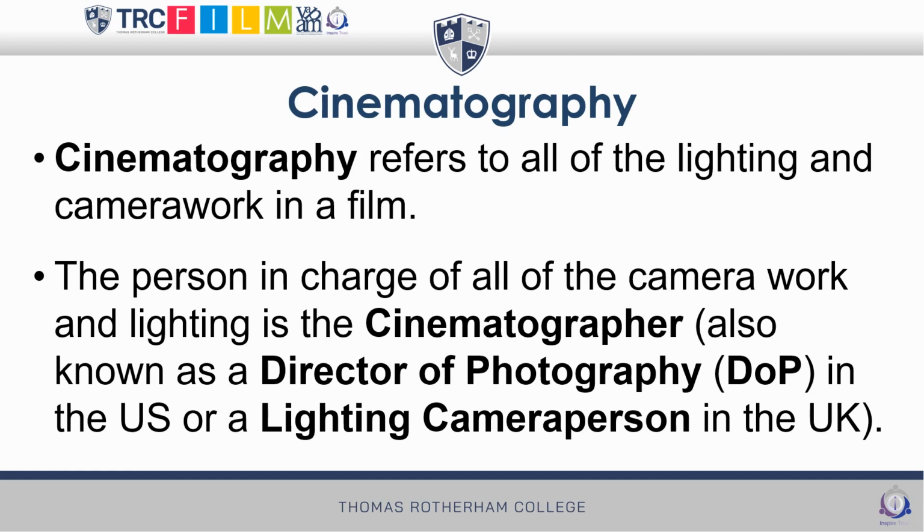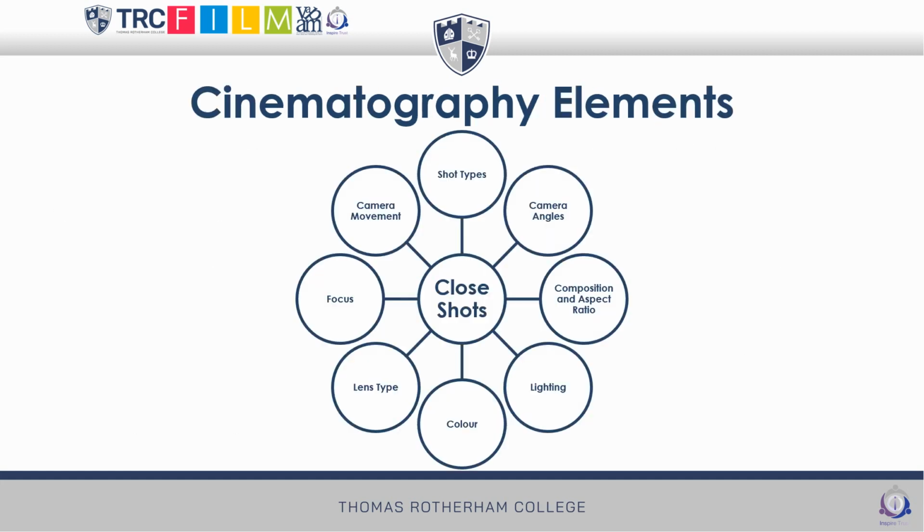So, what kind of elements make up cinematography? Okay, so these are the basics. We've got shot types, camera angles, image composition and aspect ratio. Within that as well, we can consider the kinds of film stock that's being used, because that has an effect. Lighting, colour, lens type, focus, and camera movement.